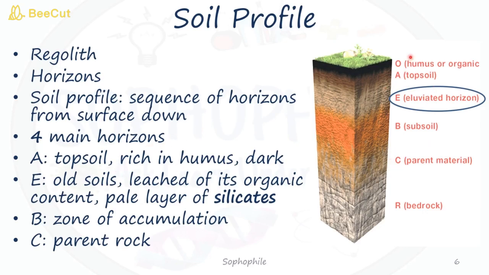It consists of minerals and it is rich in humus and other organic material. Then the second is the A horizon. It is also called topsoil, and it is rich in humus and it is dark colored.